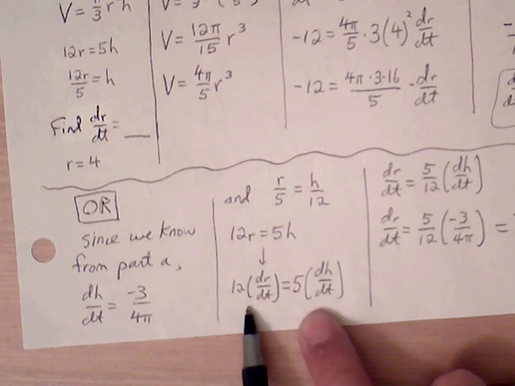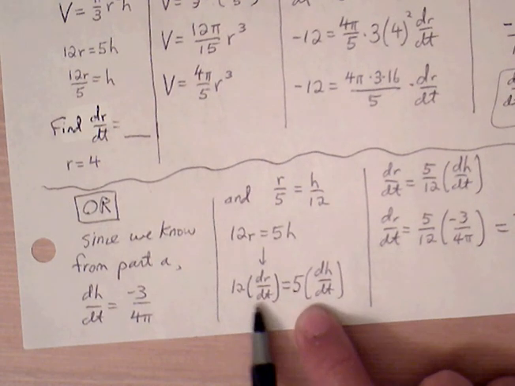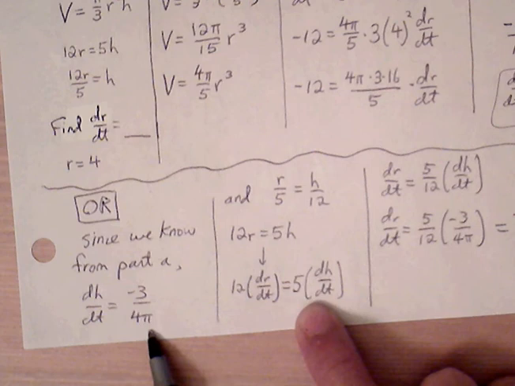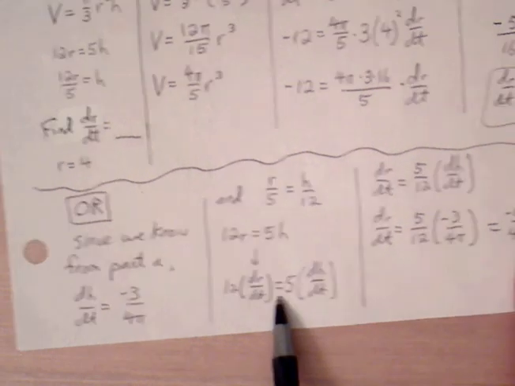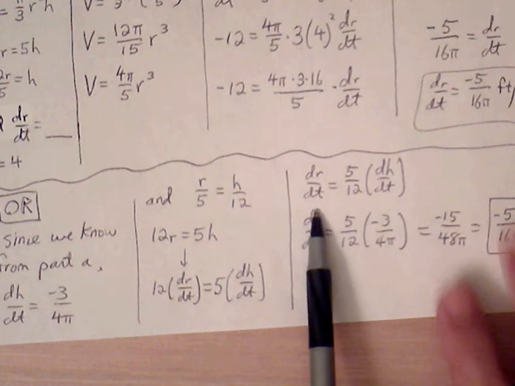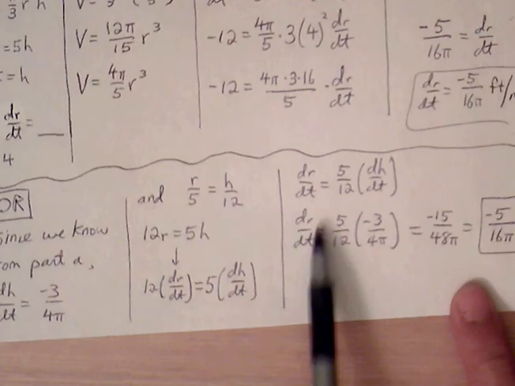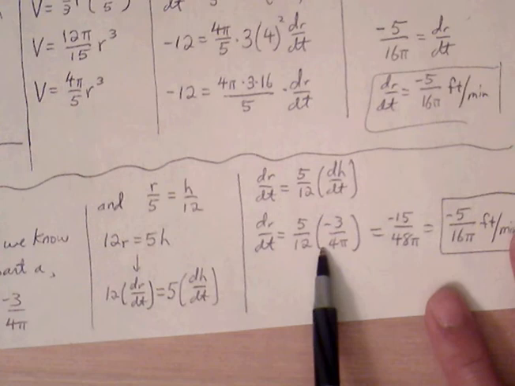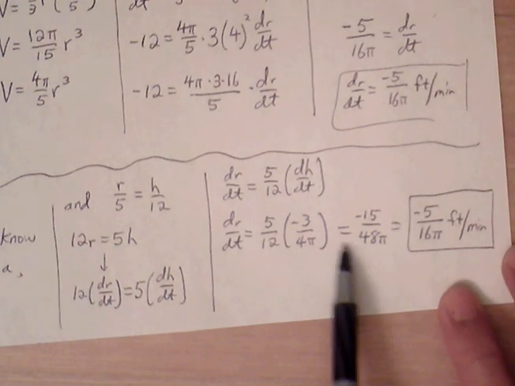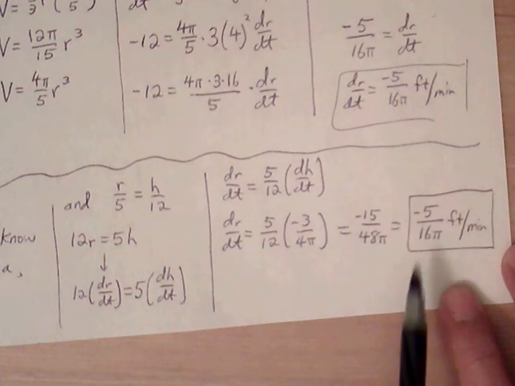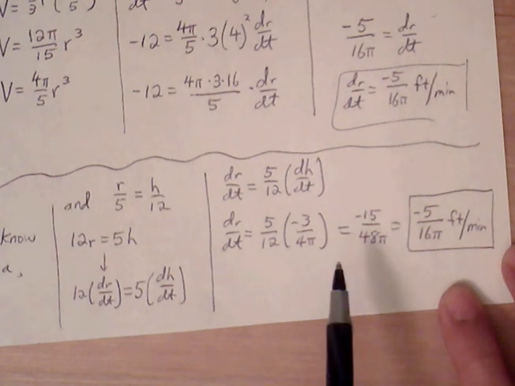So now we have an equation that's a lot simpler to plug in, because dH dt is simply negative 3 over 4 pi. We can divide the 12 over to the other side, and then we can solve for dr dt, which is 5/12 times negative 3 over 4 pi. And this combines to be negative 15 over 48 pi, which is negative 5 over 16 pi. And then that matches what we did for number 2.